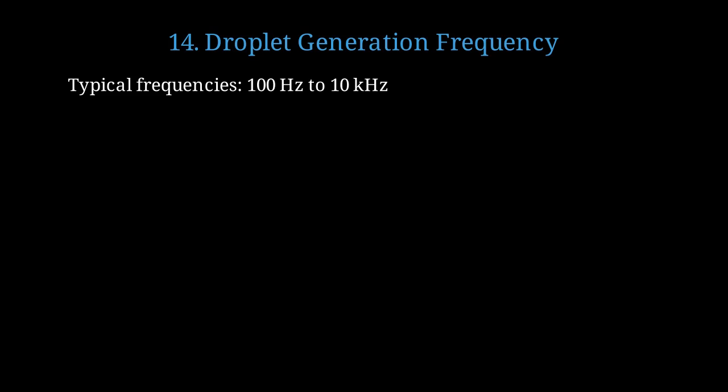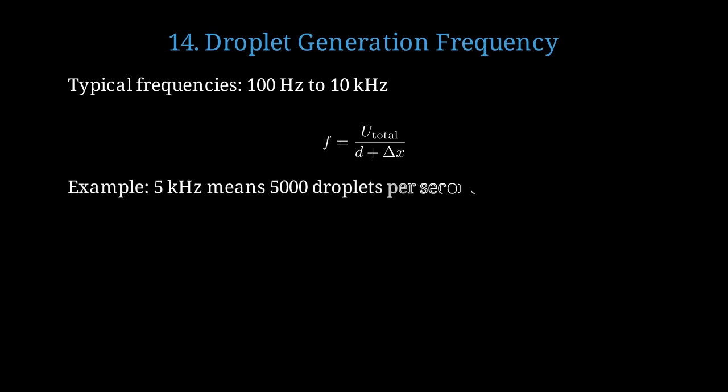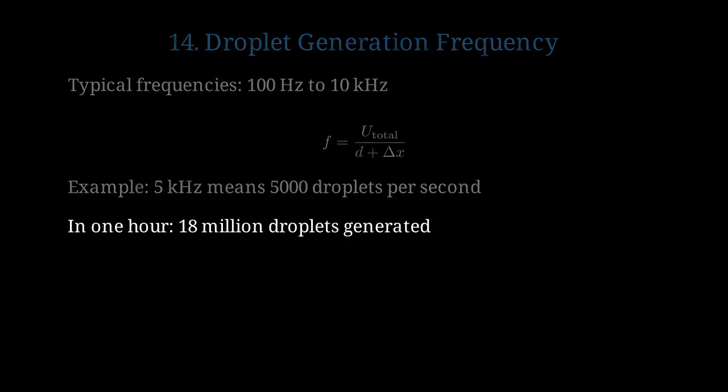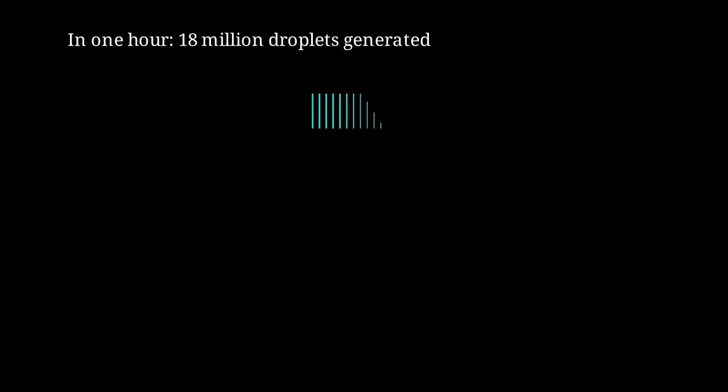The rate of droplet generation is a key performance metric. Typical droplet generation frequencies range from 100 Hz to 10 kHz. The frequency F equals total velocity divided by droplet diameter plus spacing. At 5 kHz, the system generates 5,000 droplets per second. In just 1 hour, this produces 18 million individual droplets. This visualization shows the rapid production rate, with each line representing many droplets generated per second.